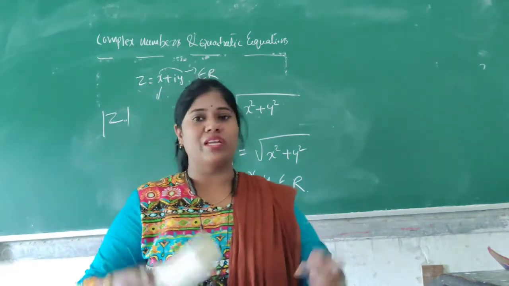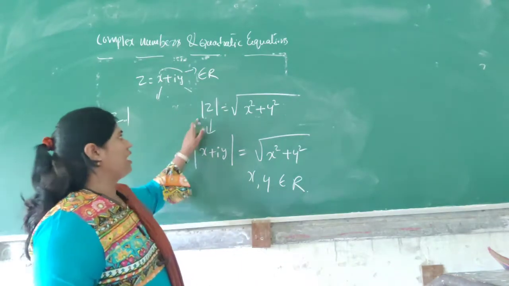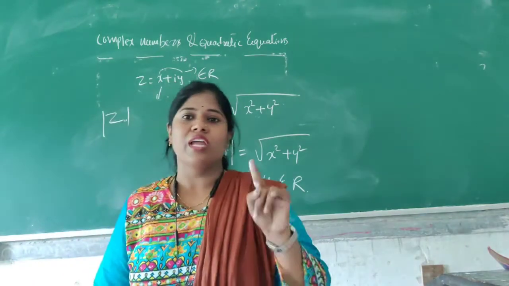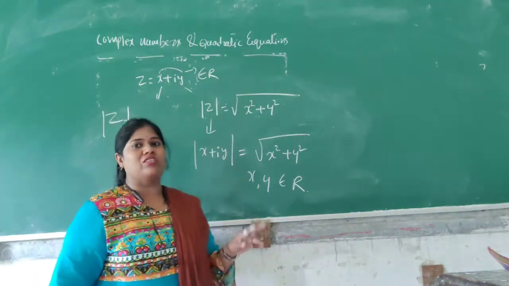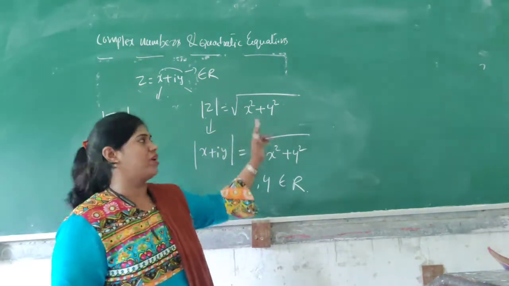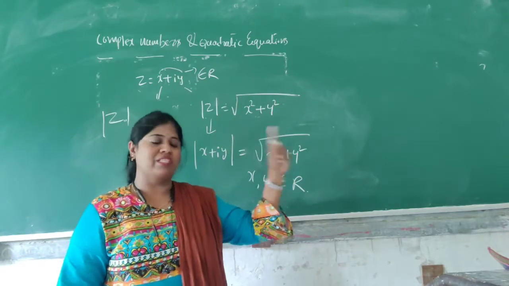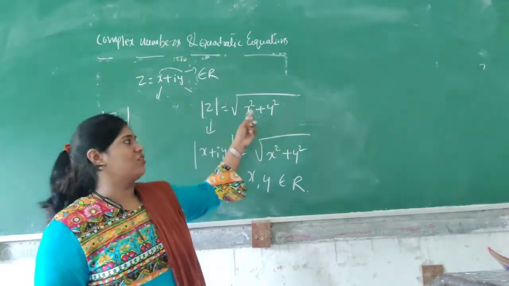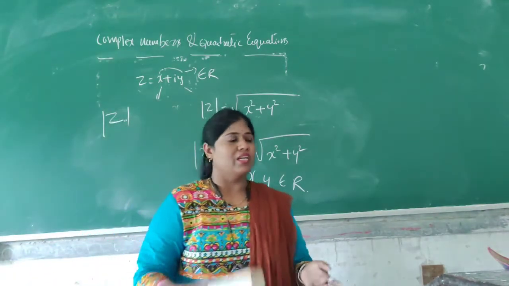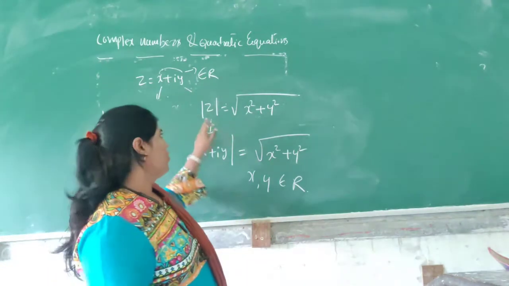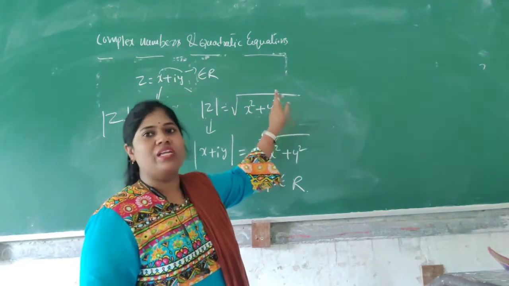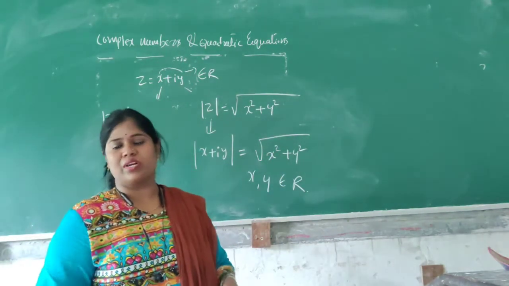It is denoted by the modulus sign. We have to put two vertical lines around z. So |z| = square root of x square plus y square. You need to write the formula for the modulus of a complex number. The formula is |z| = square root of x square plus y square, where x and y belong to the real numbers. You understood this one? Okay?